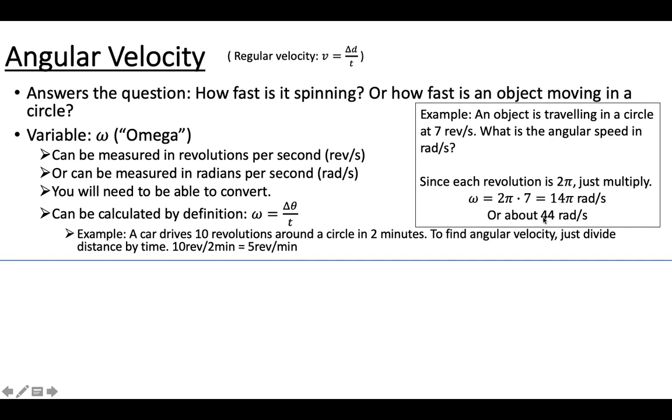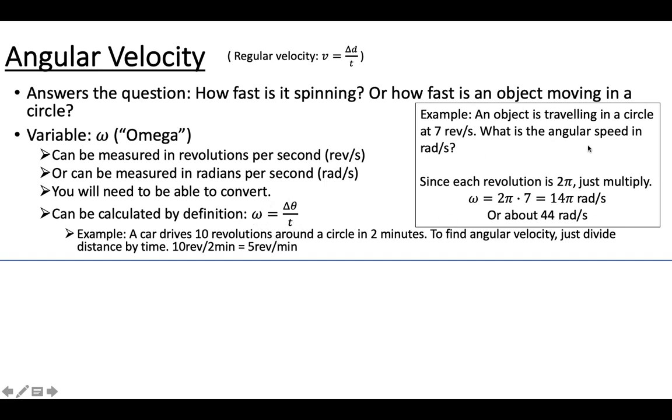You want to be able to use both of these, either with the pi there or without the pi there. Both Brain Genie and AP will use either one at any time. So you never know. It's not like they're going to stick to that one or stick to the other one. You got to be able to use both. So just to recap here really quick, this example down here was an example of how to use the straightforward equation, the definition of velocity, angular velocity.